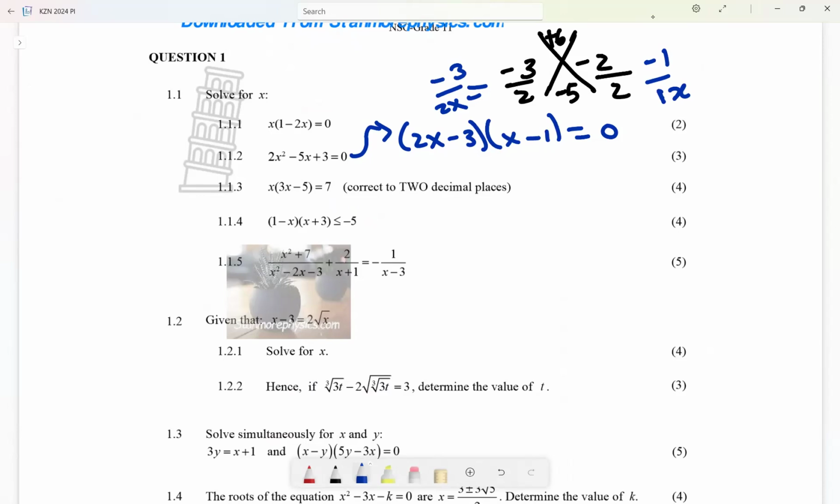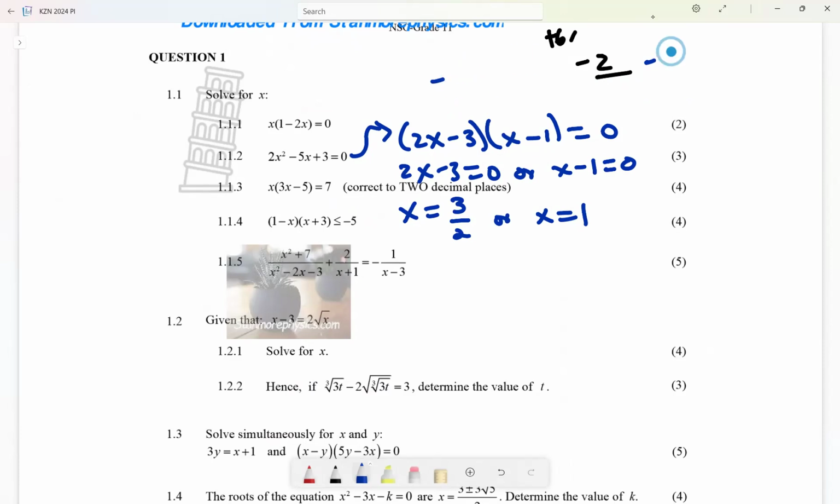Then you know how to solve this. Again, you say 2x minus 3 is equal to 0, or x minus 1 is equal to 0. Therefore, here you have x is equal to 3 divided by 2, or x is equal to 1. However you solve this, what's important is you getting to this point. So let me move on.